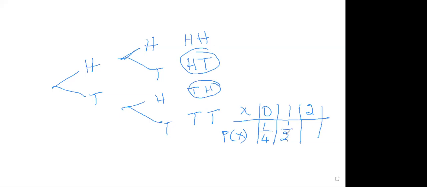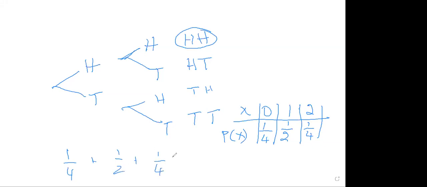And then the probability of getting 2 heads is this last one, which is 1/4. So you can observe here that the sum of the probabilities is 1/4 plus 1/2 plus 1/4 equals 1. That's what we meant by the sum of p of x always being 1. When you add the probabilities of a random variable, you should get 1. That is a characteristic of a probability distribution.